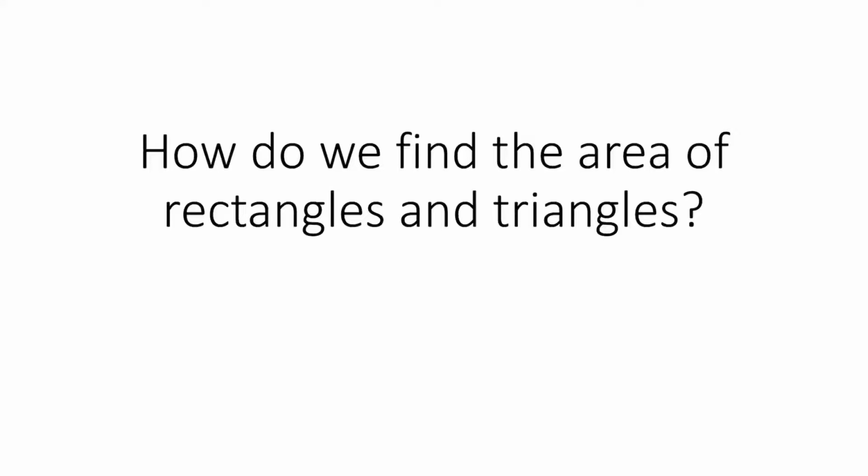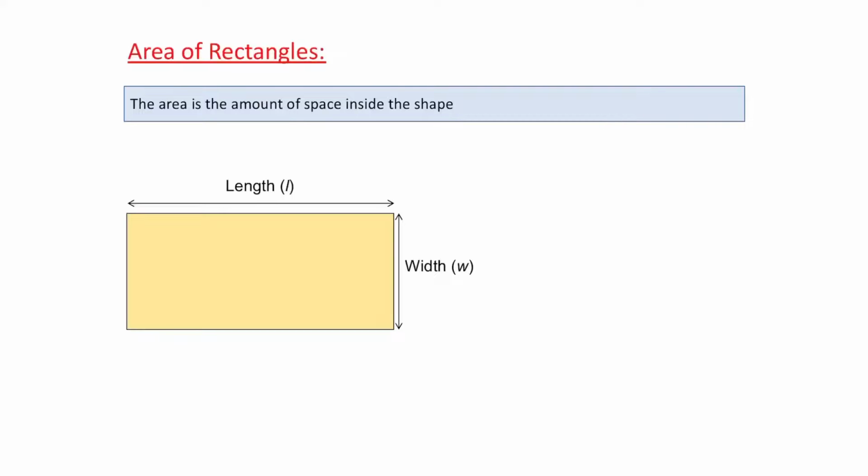We are going to be looking at how we find the area of rectangles and triangles. The first thing we need to know is what area actually means. Area is the amount of space inside a 2D shape. So looking at this shape, a rectangle, to find the area, you multiply the length and the width. So the area of a rectangle is length times width.